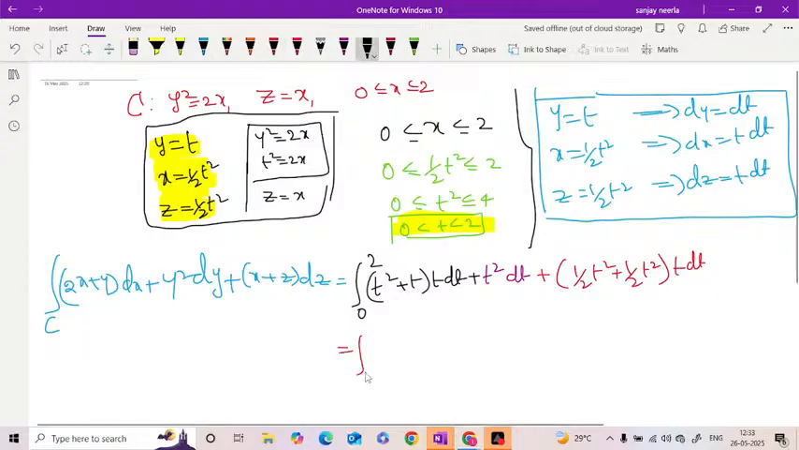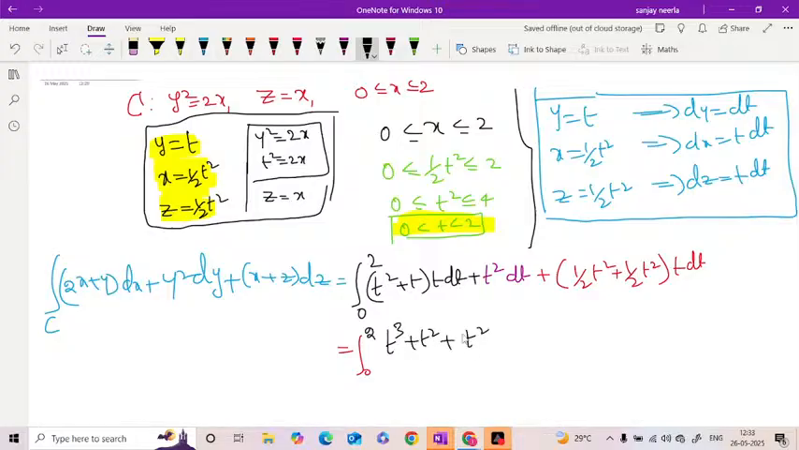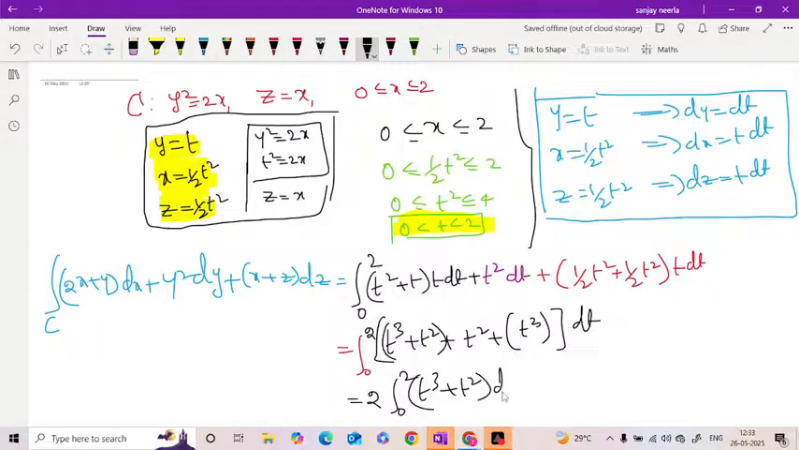Now after rewriting, integral 0 to 2 of t square plus t cube plus t square, plus t cube plus t square, plus 1 by 2 t cube, and so on, into dt, we will get 2 times the integral 0 to 2 of t cube plus t square into dt.